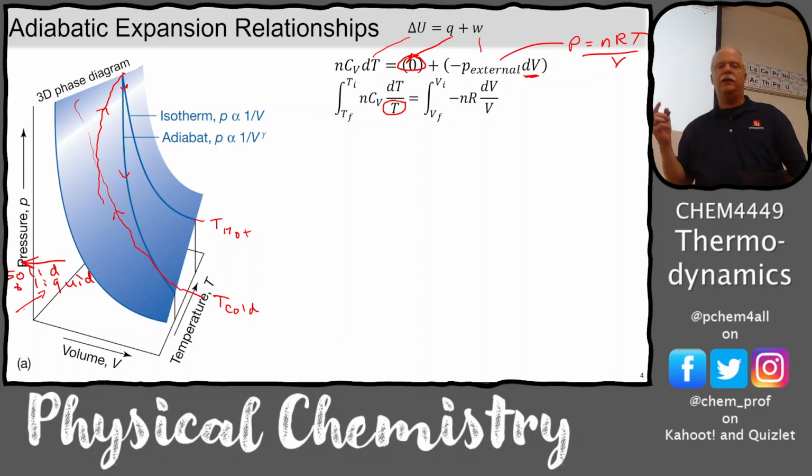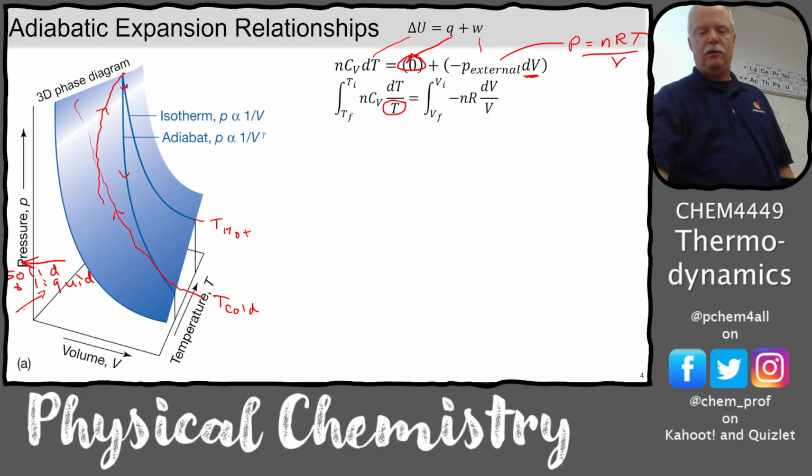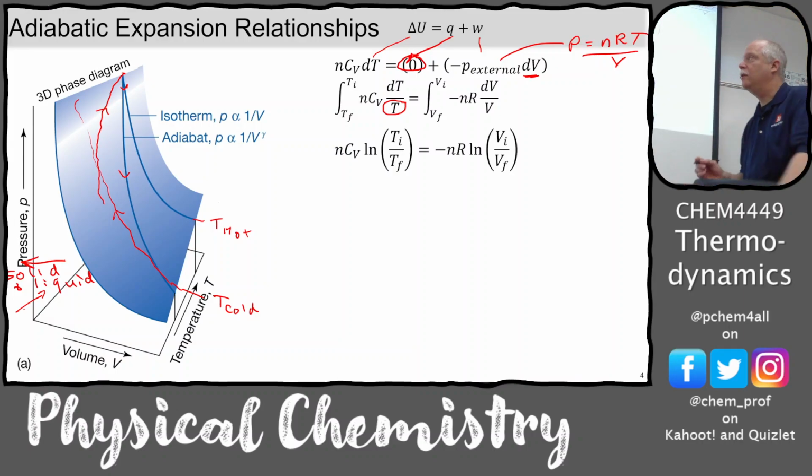Okay, so what is this integral? We have dx over x, so it's going to be natural log. So we have the natural log evaluated at Ti minus the natural log evaluated at Tf. And since the difference of logs is the same as a quotient inside the log, we have the natural log of Ti over Tf, natural log of Vi over Vf. We have nCv and nR. We can cancel the n's and leave everything in molar relationships.